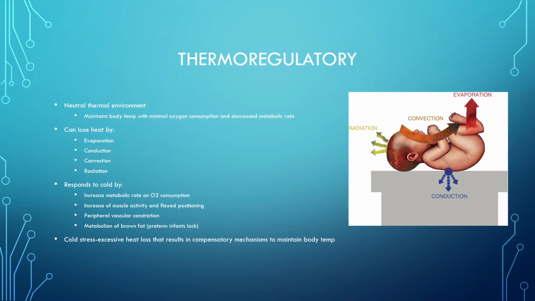Now, here's the thing though, preterm infants do not have a lot of brown fat. Therefore, their risk of becoming cold can occur very easily, and we must try to not let them lose heat by those 4 ways listed up there.